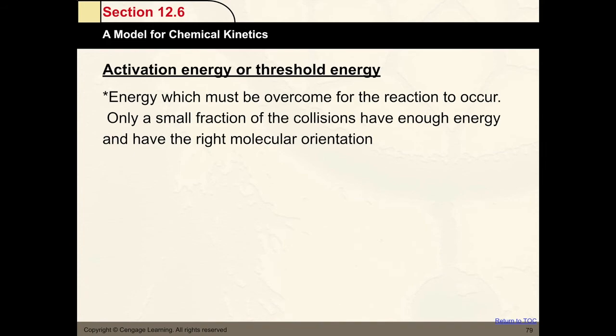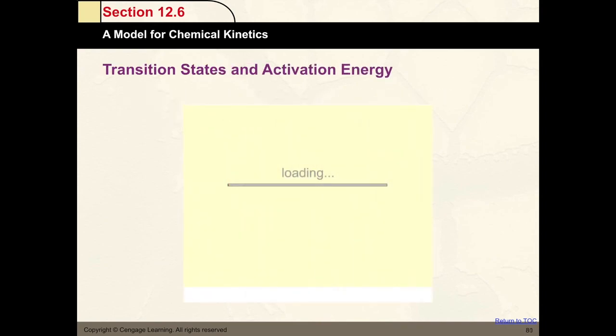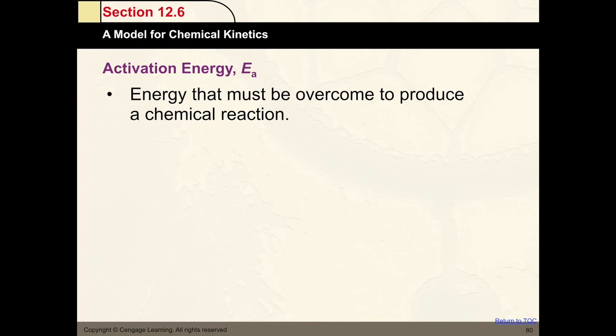So it's the energy which must be overcome for the reaction to occur, and only a small fraction of the collisions have enough energy and have the right molecular orientation. So those are the 3 pieces that we've gone over a few times now: activation energy, orientation, and just energy to collide, so the temperature that they have to begin with. Activation energy is the energy that must be overcome to produce a chemical reaction.